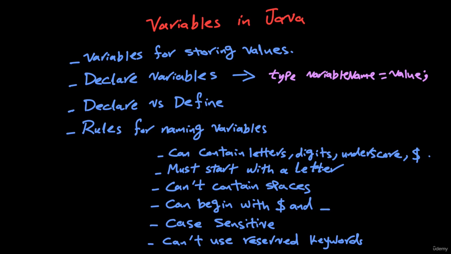And you have to know that there are some rules for naming variables in the Java programming language. The variable name can contain letters, digits, underscore character, or the $ sign. But in the Java programming language, you must start the variable name or the identifier with a letter, and the variable name cannot contain spaces between its letters. Also, in addition to starting the variable name with a letter, you can begin it with the $ sign or the underscore character if you wish.